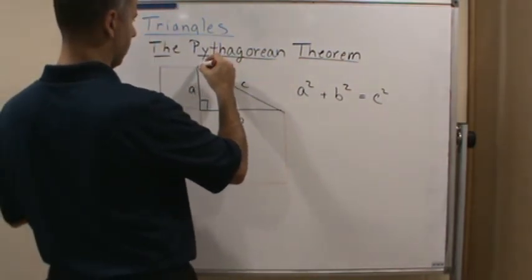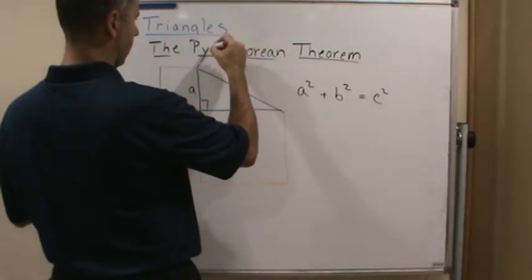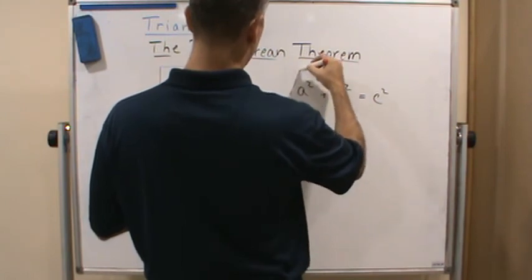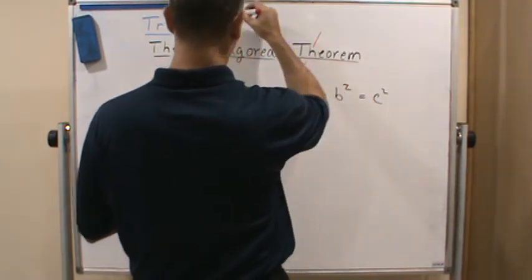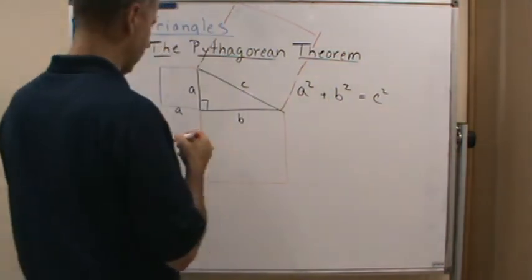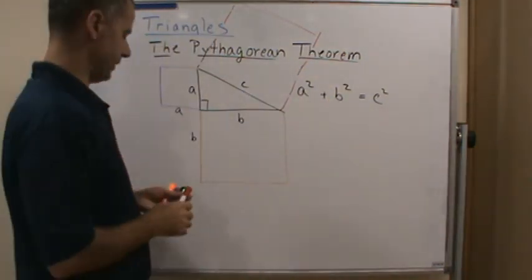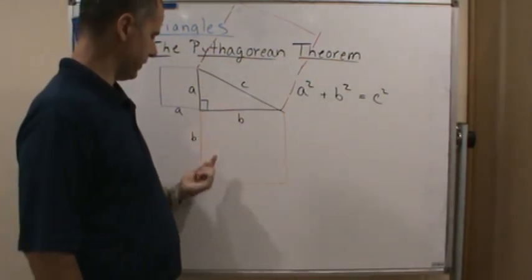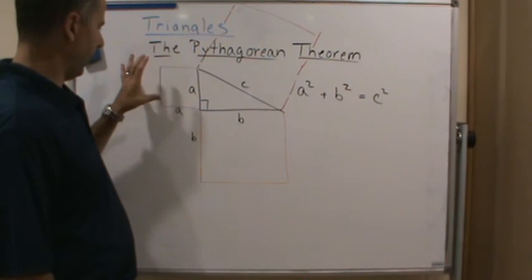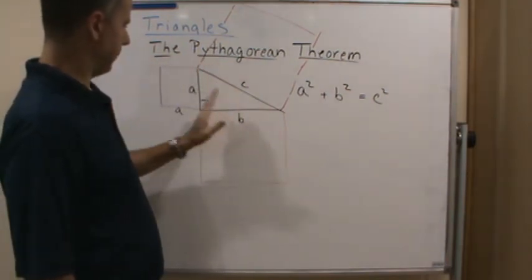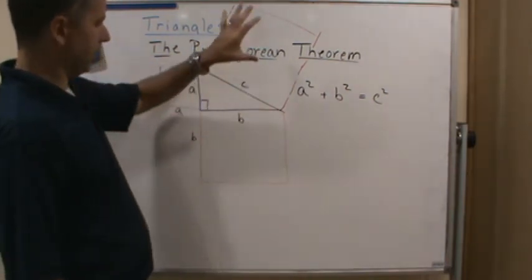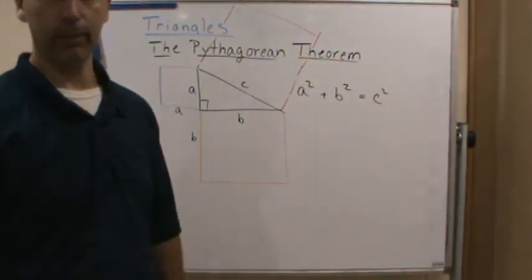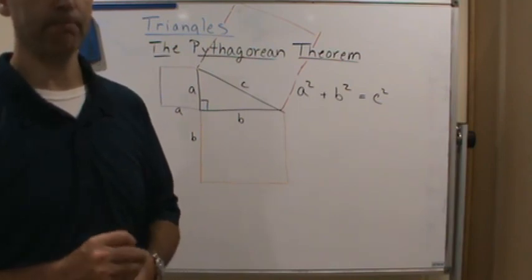So let me, right, so if I draw another square here, this is kind of difficult. All right, so basically what Pythagoras said is that, hey, if I take this square, add those two areas together, it's going to add up to the area of this square. And that's where the Pythagorean theorem comes from. And it works every single time.